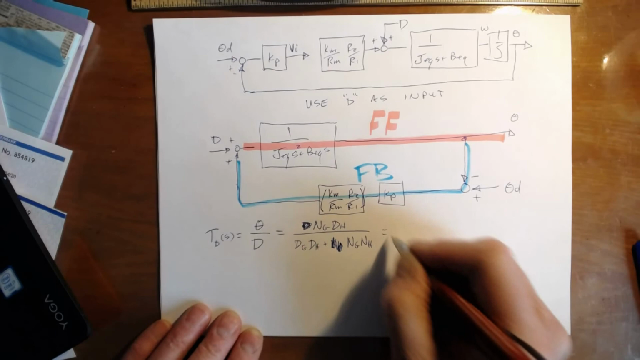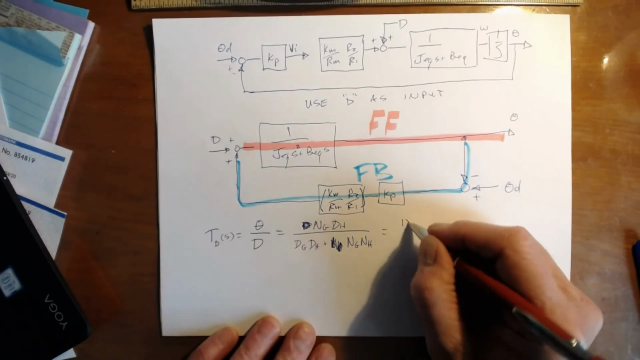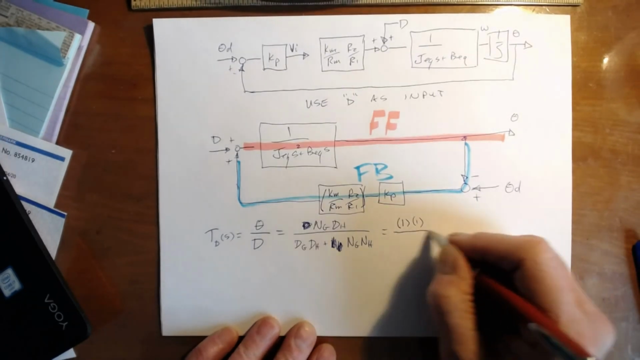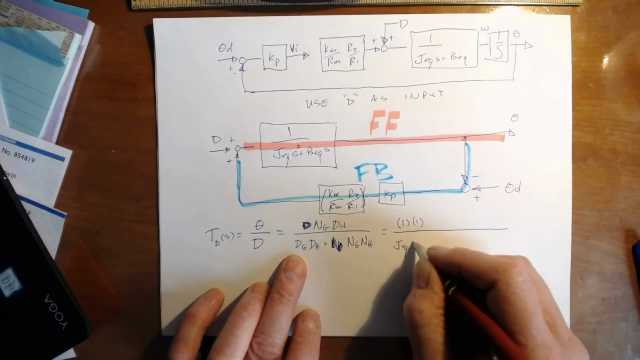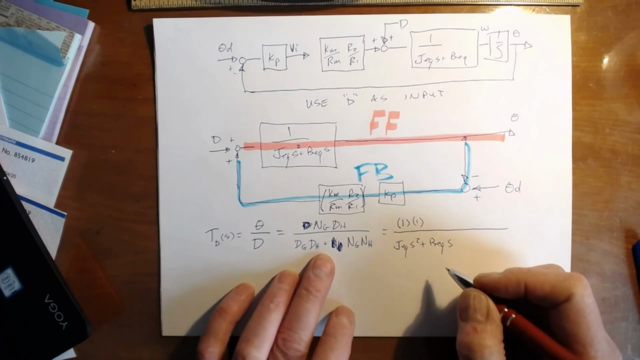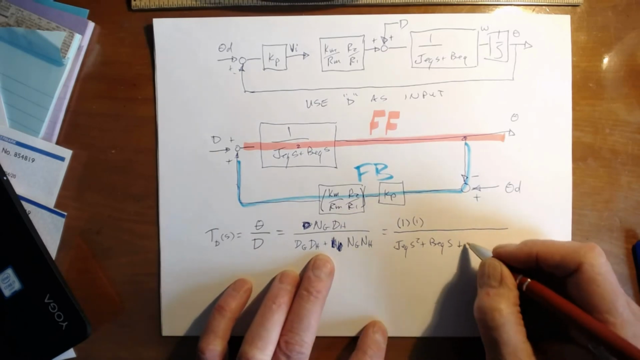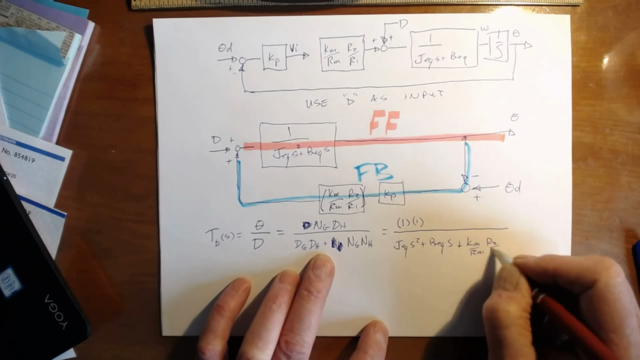All right, so let's just do it this way. So what's the numerator of G? 1. What's the denominator of H? 1. What's the denominator of G? J equivalent S squared plus B equivalent S times the denominator of H, that just happens to be 1, plus the numerator of G, which is Km over Rm, R2 over R1, Kp.